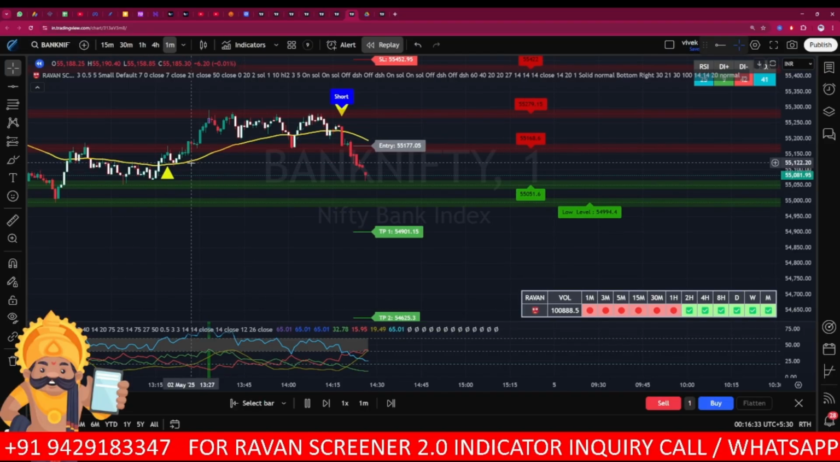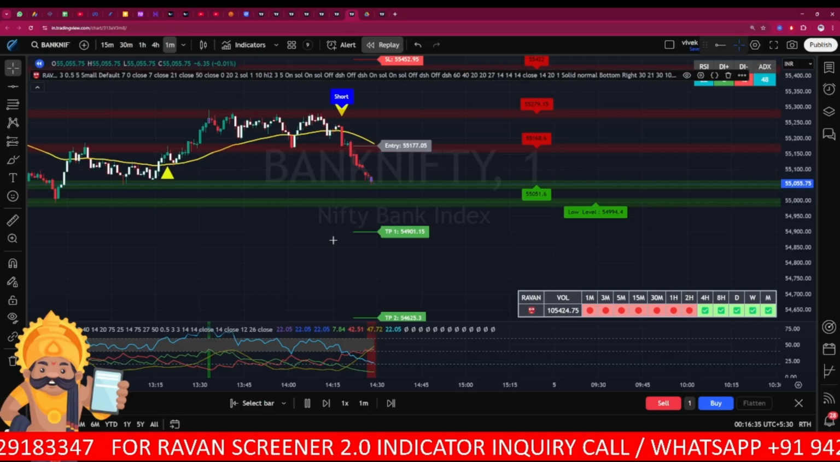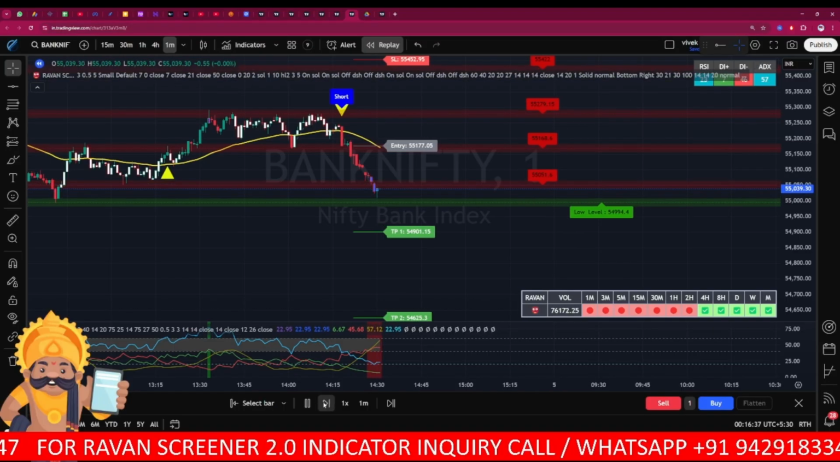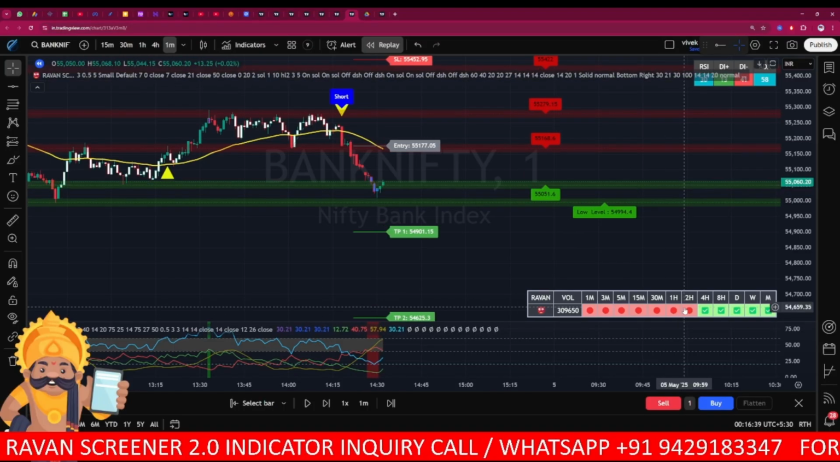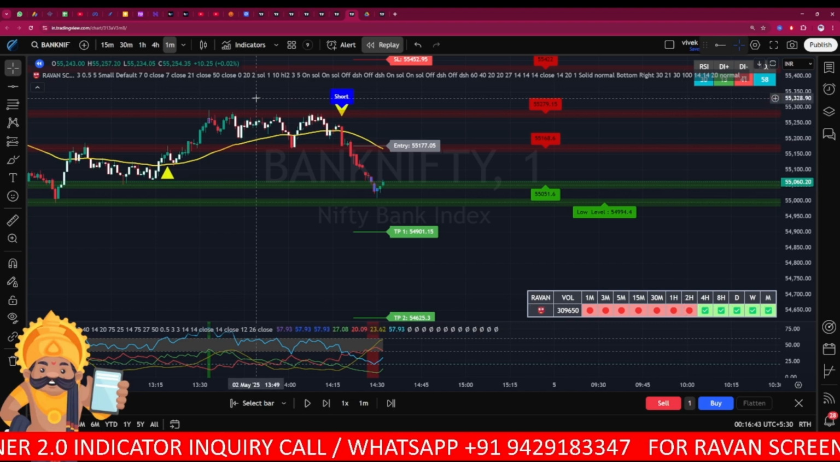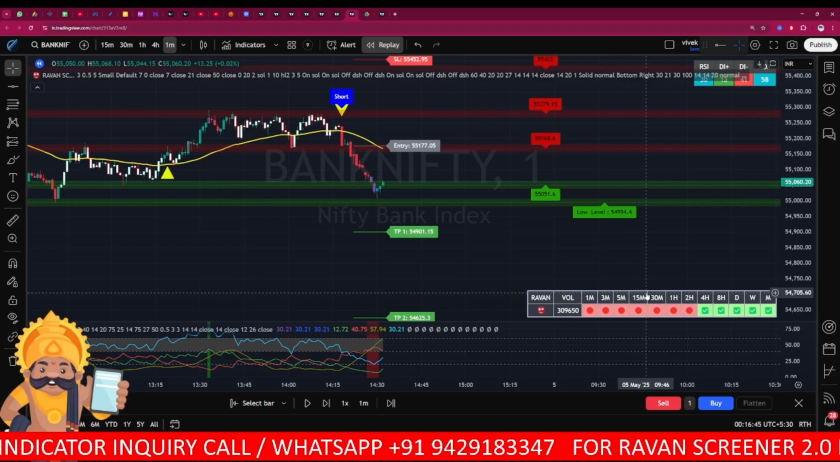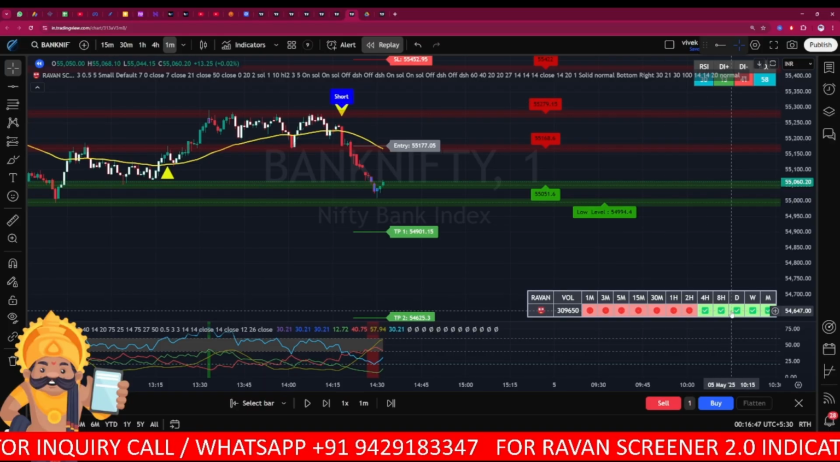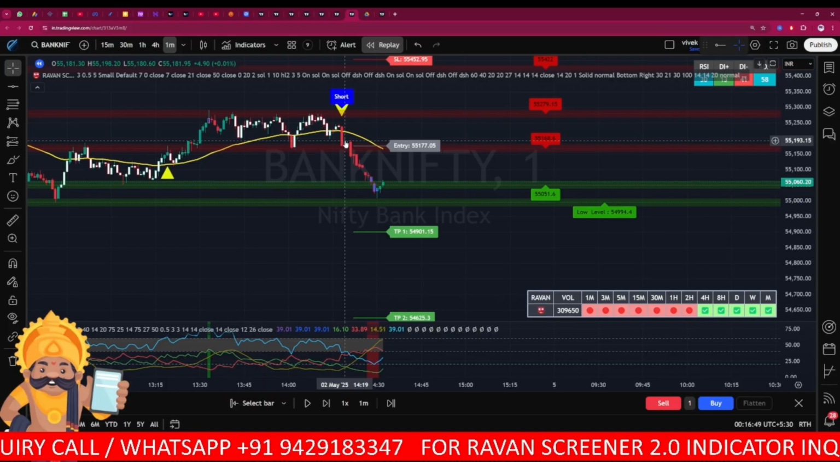You can see, guys, this is the 1 minute time frame. For the 1 minute time frame, we look for a minimum of 50%. It will work for the 1 minute time frame. But if you're working on the 5 minute or 15 minute time frame, we look for a minimum of 70% bearish for this specific trade.